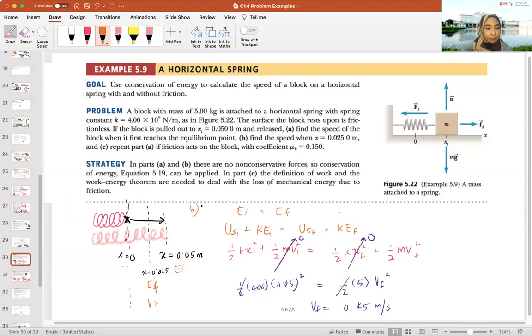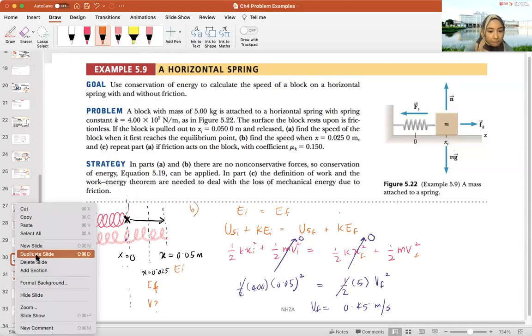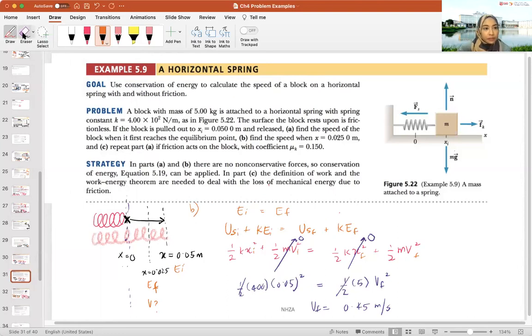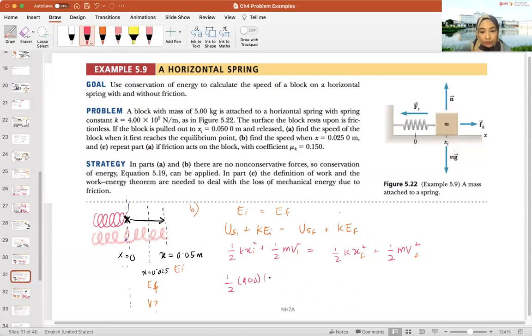This is part B. Let's duplicate this. So this is now part B. EI is still equal to EF. We still don't have friction. This is still the same equation. Now let's discuss it. Okay, so 1 over 2 kxi, we started with 1 over 2, 400. Our initial is still 0.05, and we started with a KE of 0. Sama juga sebab kita still tarik, belum motion belum start tapi dah ada potential energy. So initial situation is our KE is equal to 0.